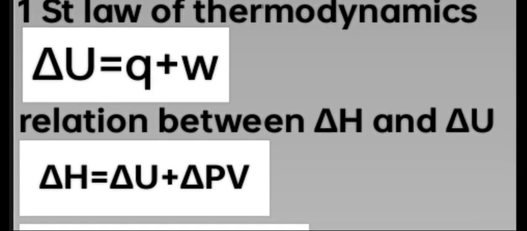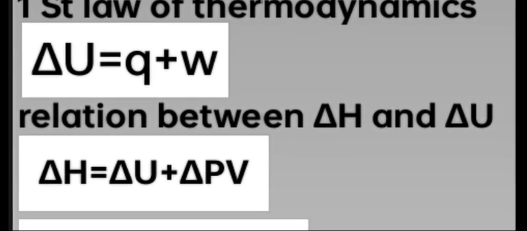Relation between delta H and delta U. Delta H is equal to delta U plus delta PV. Delta H is change in enthalpy, delta U is change in internal energy, and delta PV is change in pressure and volume.